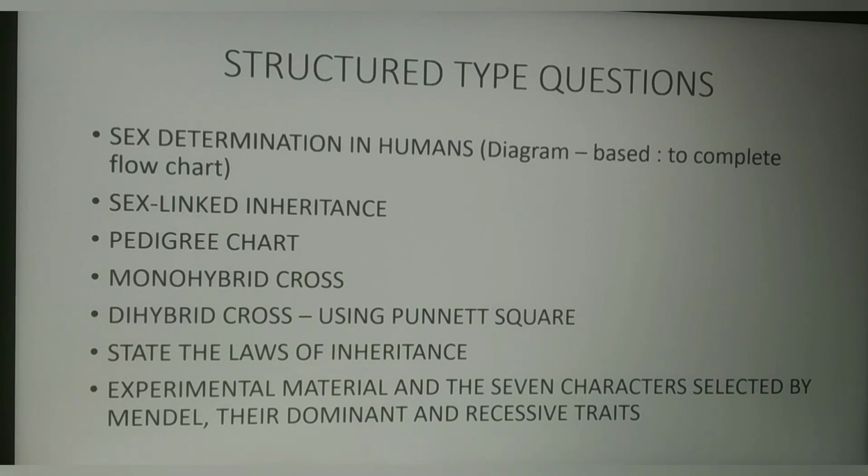The experimental material that Mendel used for his experiments was the garden pea plant, the scientific name of which is Pisum sativum. You should know the scientific name. When writing the scientific name, the first name, Pisum, is the generic name, and the second name is the species name. The generic name or genus name should always start with a capital letter, and the species name should start with a small letter, that is sativum. S should be small, Pisum, P should be capital. And both the terms should be separately underlined. That is how you write a scientific name. Then the 7 characters which he selected and their dominant and recessive traits you should know.